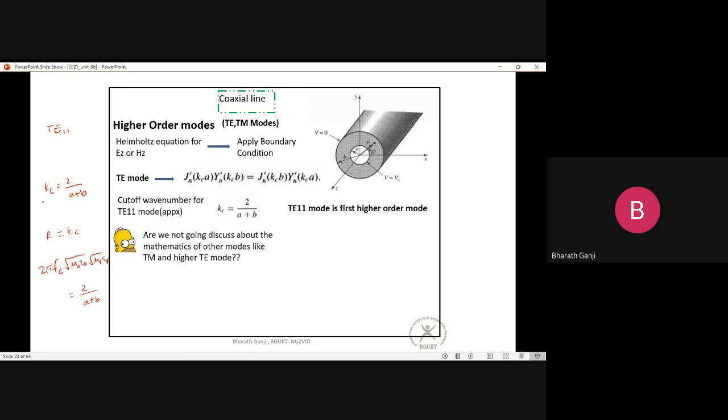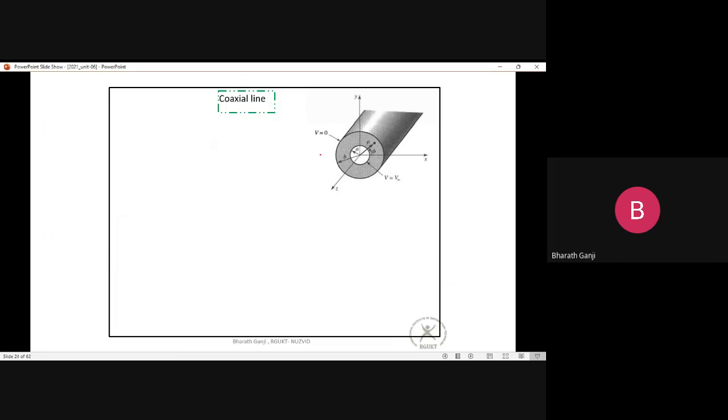So from here I can cancel out 2 and 2, and I can say fc is nothing but 1 by a plus b times the square root of mu r epsilon r, and I have 1 by the square root of mu naught epsilon naught, which I can write as c, the velocity of light. This is the expression for your cutoff frequency. This is the highest frequency at which you can operate, because beyond this cutoff frequency, higher order modes will propagate. So this is the band in which usually a coaxial cable operates.